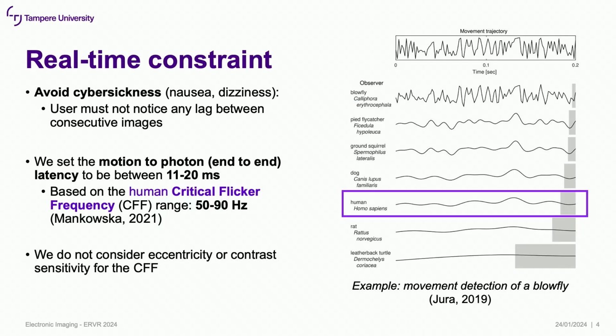So what about our real-time constraint? The goal here is to make the user not notice any lag between successive images. For that, we based our real-time constraint on the critical flicker frequency. Basically, this is just the refresh rate of your brain, at which you update new images. It is usually between 50 and 90 hertz.